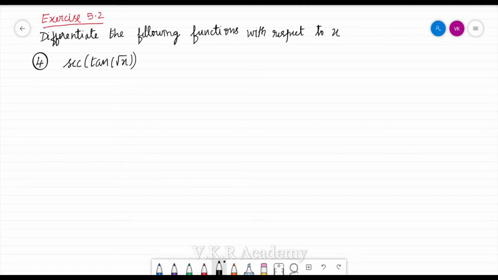Dear children, in this lecture, let's discuss the fourth problem from exercise 5.2. We are asked to find the derivative of secant of tan of root x. For better understanding, let's assume the given function to be capital F of x. So let capital F of x is equal to secant of tan of root x.